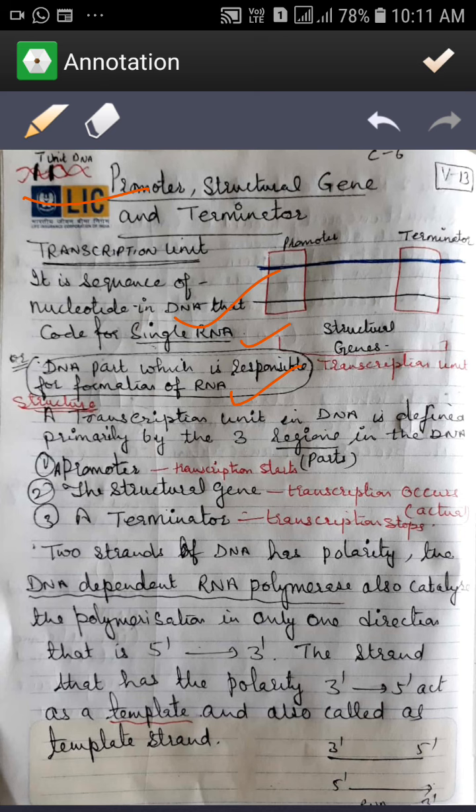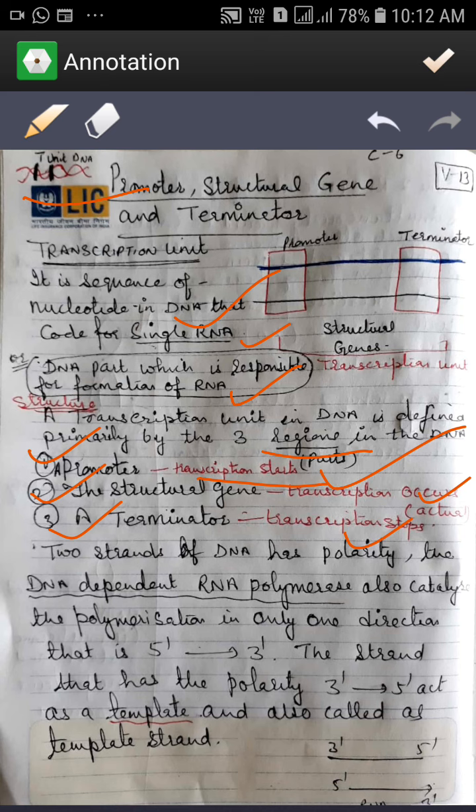The transcription unit in DNA consists of three regions: one is the promoter, the structural gene, and a terminator. Promoter is a sequence of nucleotides where the transcription starts. Structural gene is the portion in which the transcription occurs, and the terminator is the sequence of nucleotides where the transcription stops.